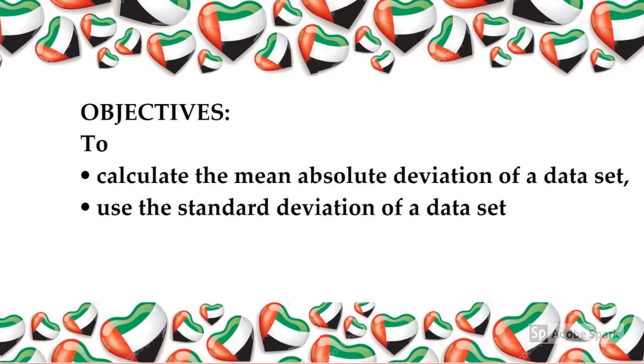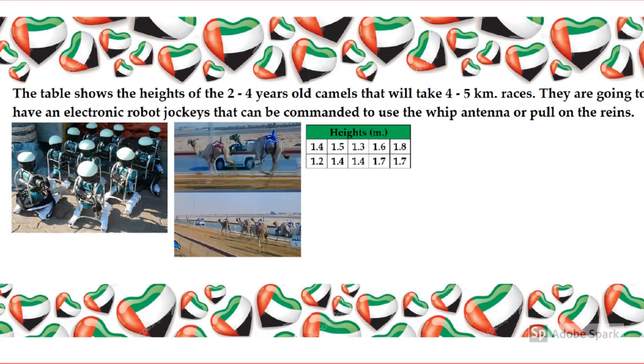Right? Now, let us move to the objective of our lesson. We are going to calculate the mean absolute deviation of a data set, and we're going to use the standard deviation of the data set. Let us work on this first example.